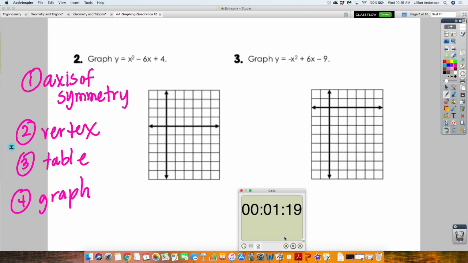I have to find my vertex, so I'm going to plug 3 into the original equation. What do we get? 0. So I have (3, 0) as a vertex. And now use 4 and 5. When I plug in 4, -1. When I plug in 5, and then I can just copy them over onto the other side.